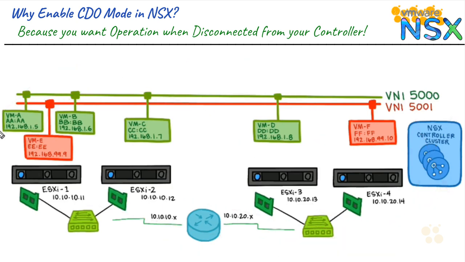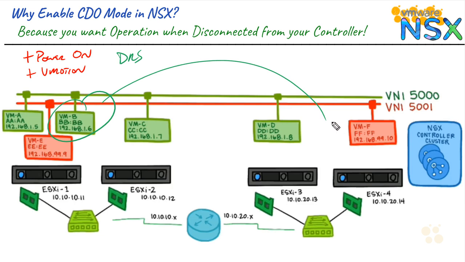Now, while all this is great, you may have noticed a fatal flaw, which CDO mode is going to help us address. What would happen if we were to power on a new virtual machine? Or what if we were to vMotion a virtual machine to another node? Let's take virtual machine B, and let's imagine that DRS says, we're running too many resources there on ESXi1. Let's vMotion this over to ESXi4. Only the problem is that it does so after all the nodes in the control cluster have gone down.